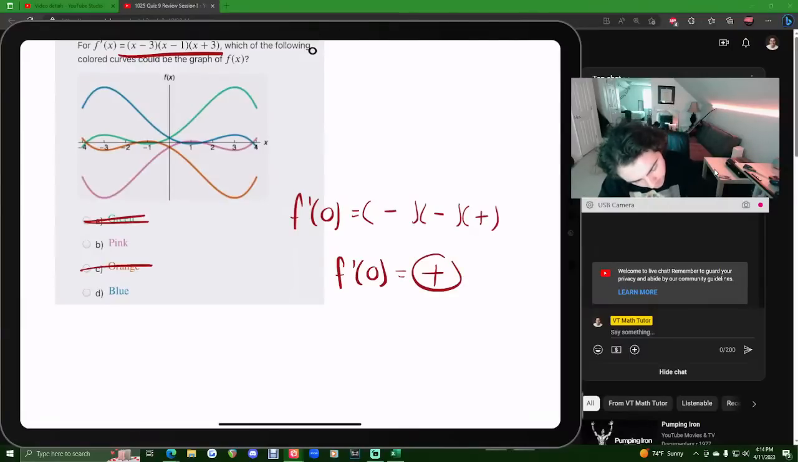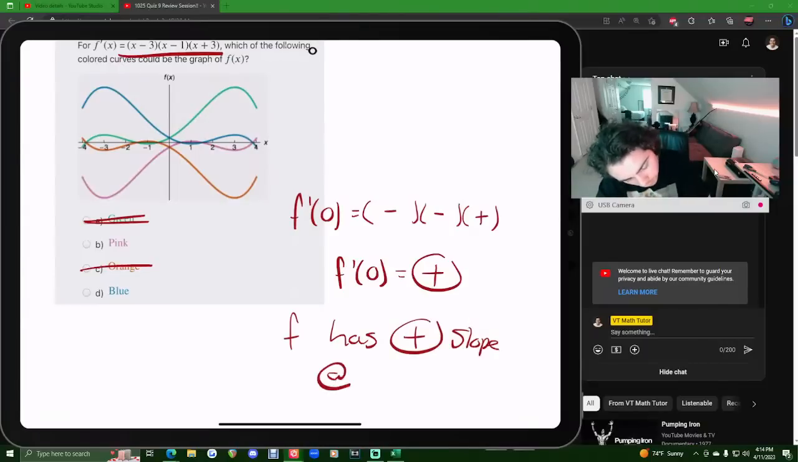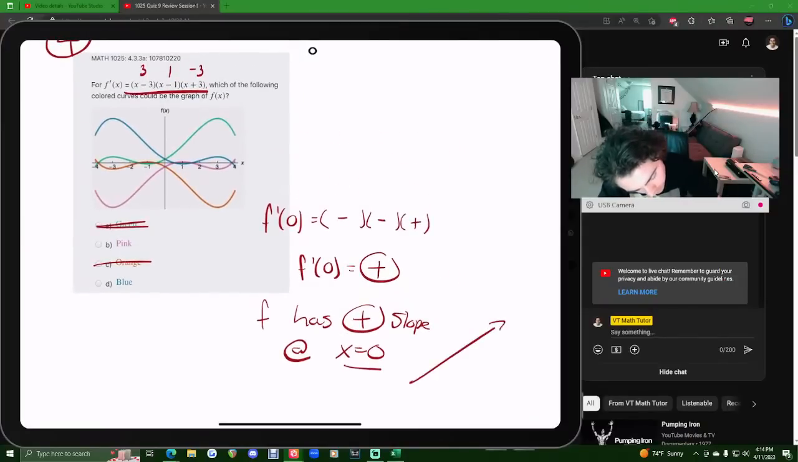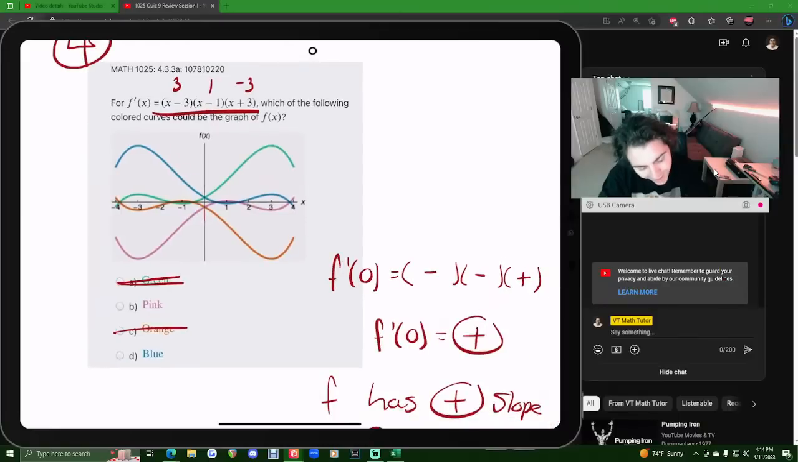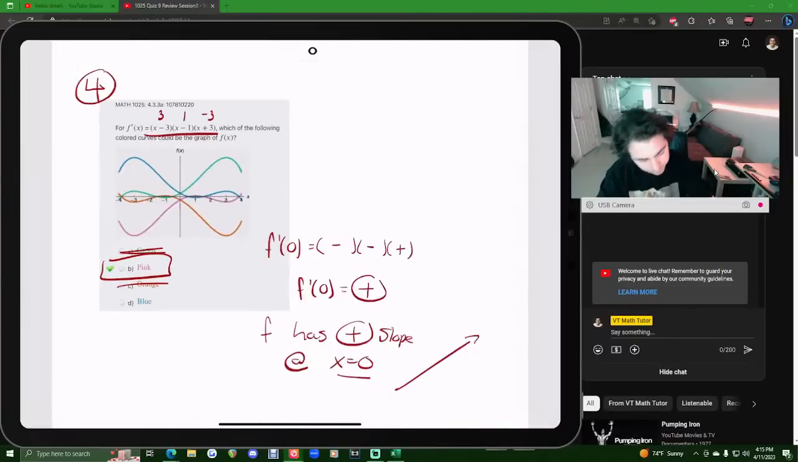Okay? What does this mean? F prime at 0 equals a positive, which means f, the function we're looking for, has a positive slope. But not just anywhere, right at the x value that we plugged in. So it has a positive slope at x equals 0, which means we're looking for an increasing behavior right at x equals 0. So right at x equals 0 is like right in the middle here. And so between our two remaining options, blue and pink, which one has the positive slope right at x equals 0, that would be pink. So pink is our answer.